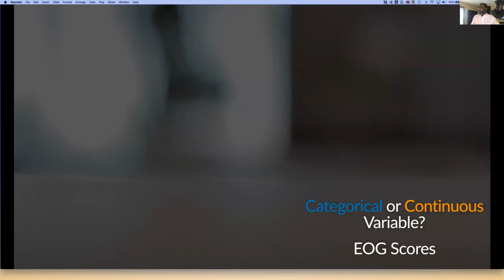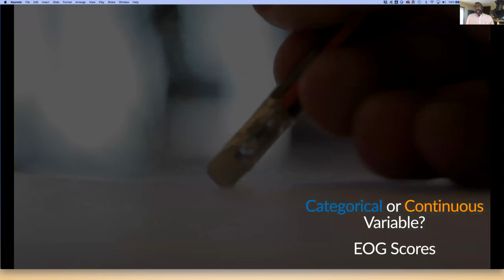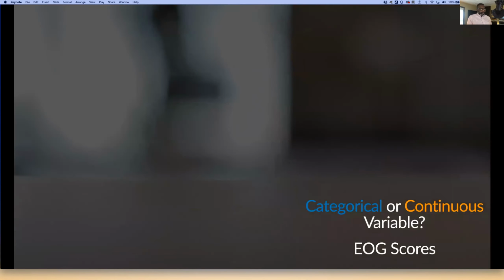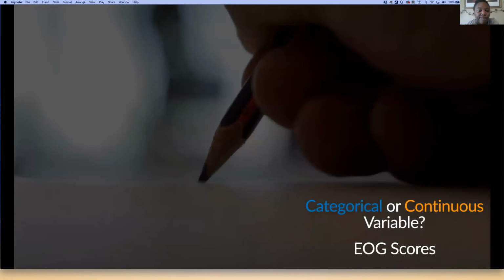So, I don't know. If we're talking about proficient and non-proficient, what are those? Categorical. Absolutely, yes. Those are very clear categories, and so that is categorical. Now, I'm not an expert, so I don't know. Are EOG scores numbers? Yes. Okay, then that will be interval data. There's no true zero.